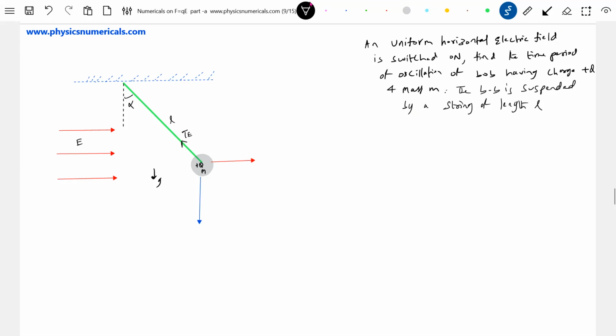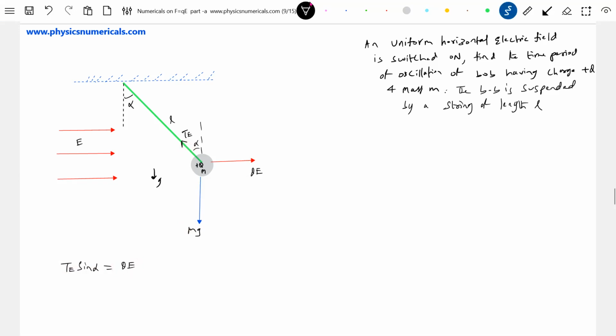String at equilibrium. Let me write it. So there's an equilibrium. Now what are the forces? mg, and this will be QE. So T sin alpha should balance the electrostatic force, and the vertical component of tension should balance the weight mg.